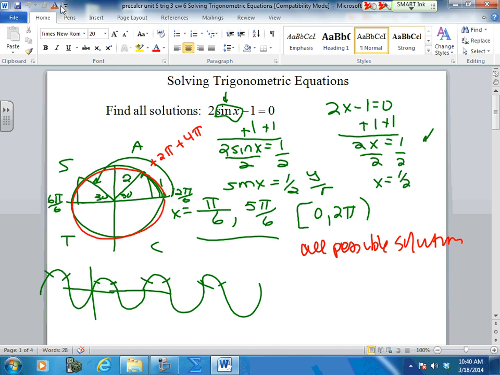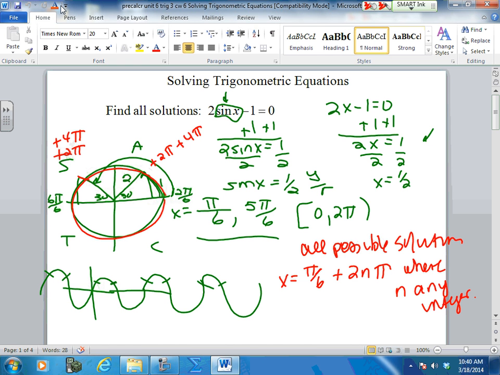We can keep going with this and going with this. We can do the same for this angle. We can add 2 pi. We can add 4 pi. We can add 6 pi. We can keep going for endless solutions. Now, if we're going to keep doing this, we could write it like this. Pi over 6 plus 2n pi, where n is any integer.